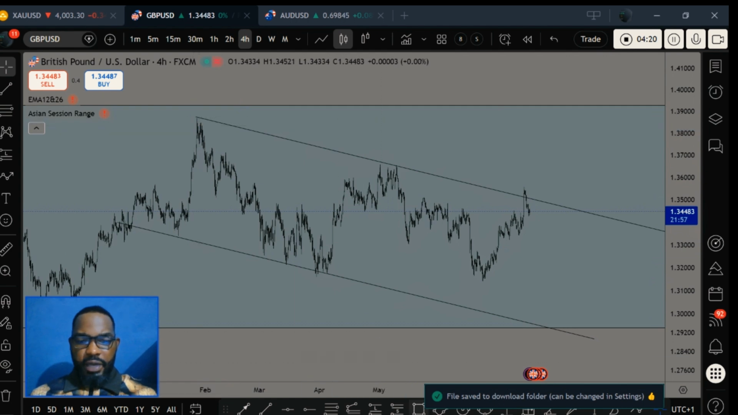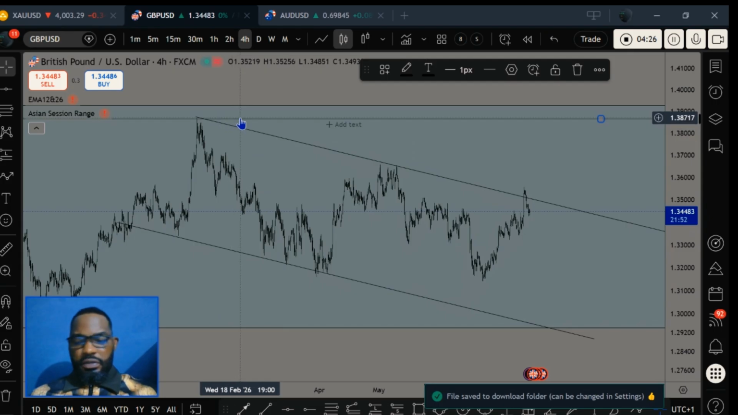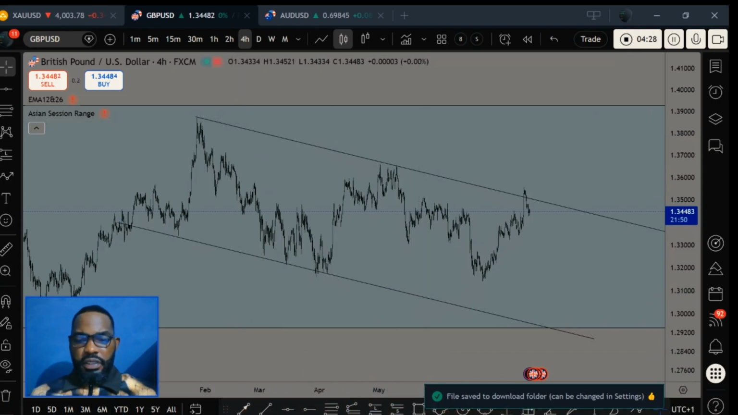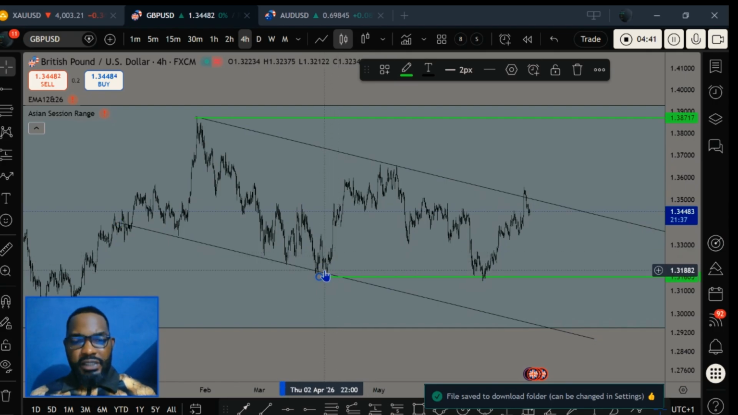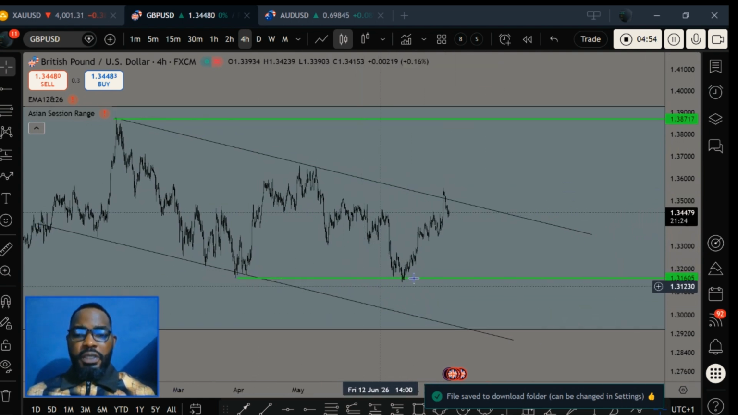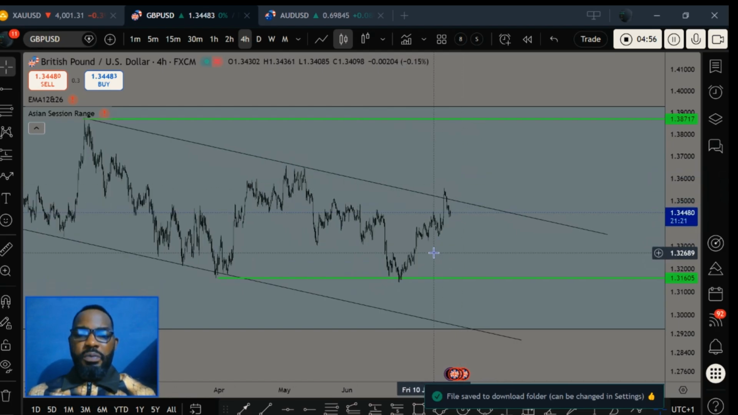This was a high right here. Let's use a green line. It's a high here, and this is a low here. And now price has tested this downward channel support, rallied up, tested the resistance, come back, tested the same level as the support, and formed a double bottom. When price forms a double bottom, there's a high probability that price is rallying upwards.